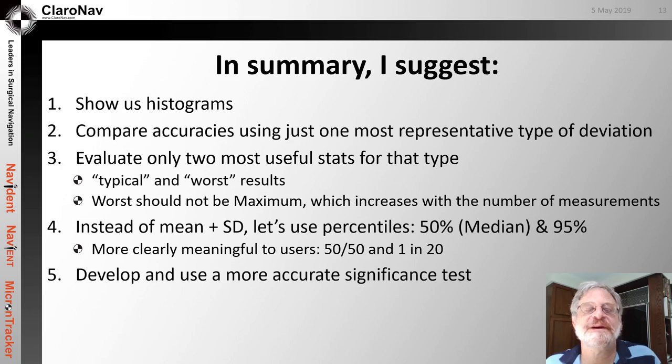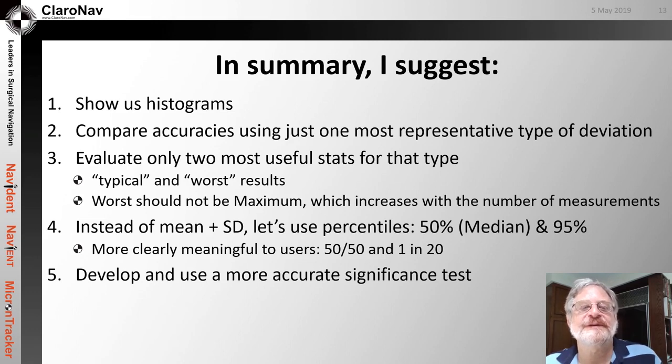Okay, well, let me summarize by offering some suggestions about how we could do a better job measuring and comparing clinical navigation accuracy. 1. Please show us the deviations in the study, how they were actually distributed, by plotting their histograms. 2. While it's useful for a paper to present the stats for a range of different deviations, when comparing results between papers or systems or studies, let's just pick one type of deviation to represent them all.